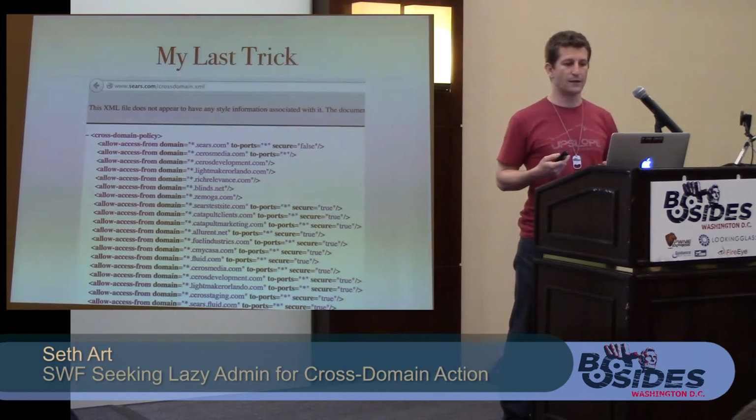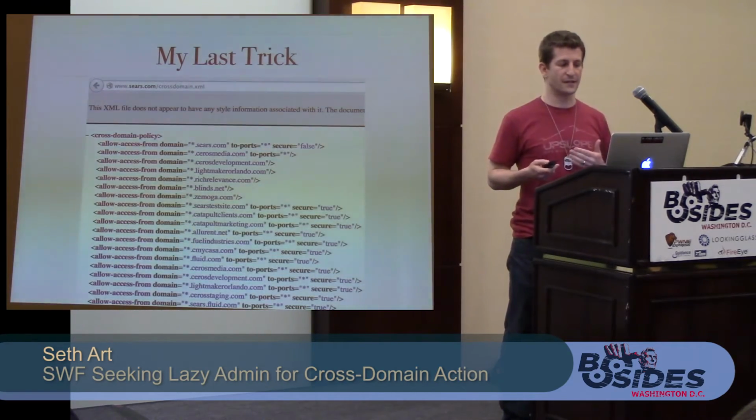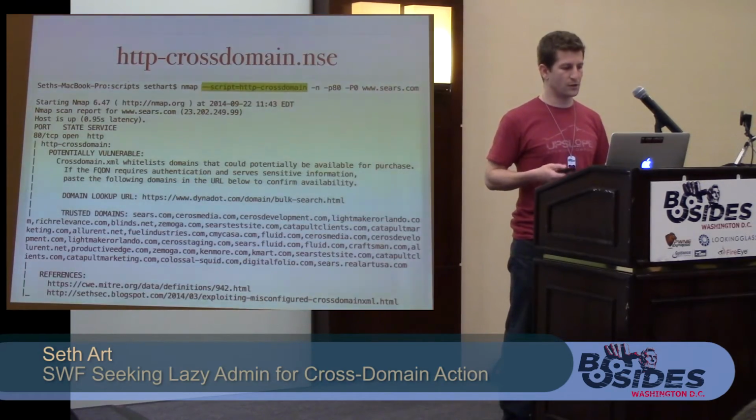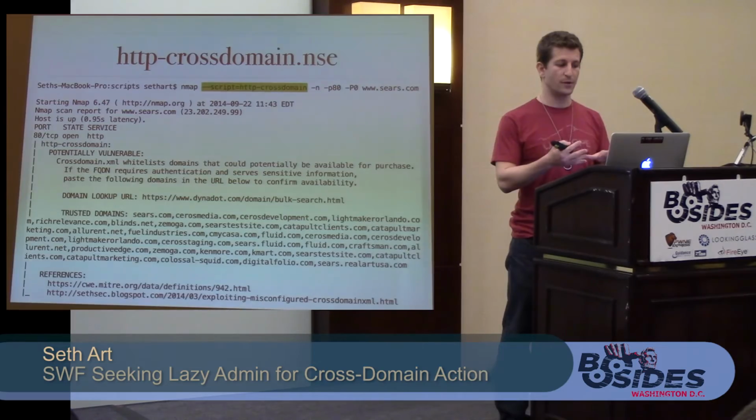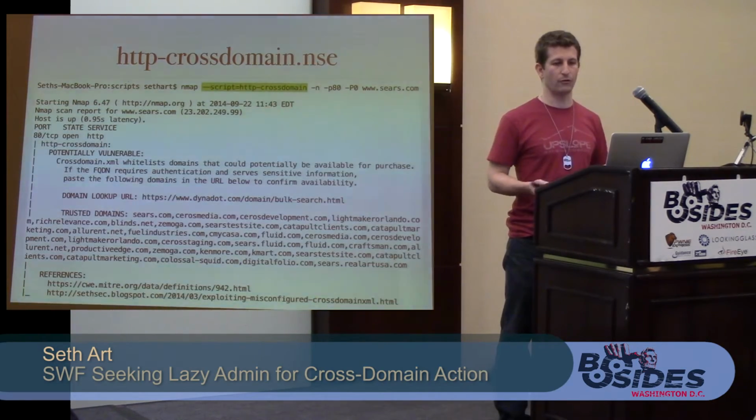So I wanted a way to automate the process of looking to see if these domains were available. So I created an Nmap script called http-crossdomain. I have submitted this to Nmap, but it hasn't been reviewed and approved into the project yet. So I am distributing this in my GitHub project now, but if it ever gets accepted by Nmap, I'll remove it from my GitHub project and it'll just come with Nmap.